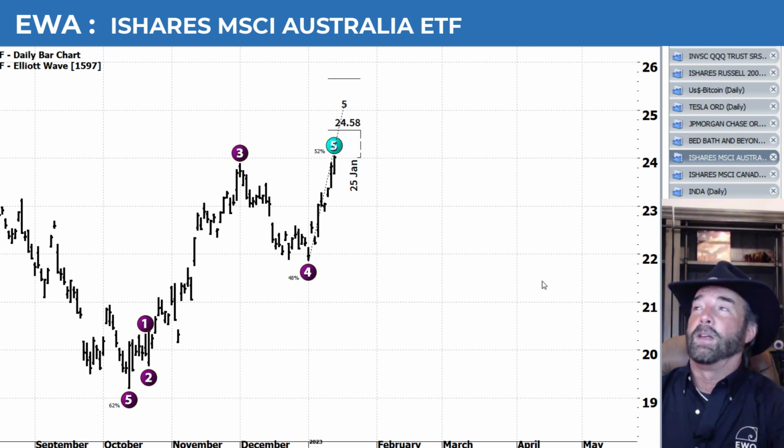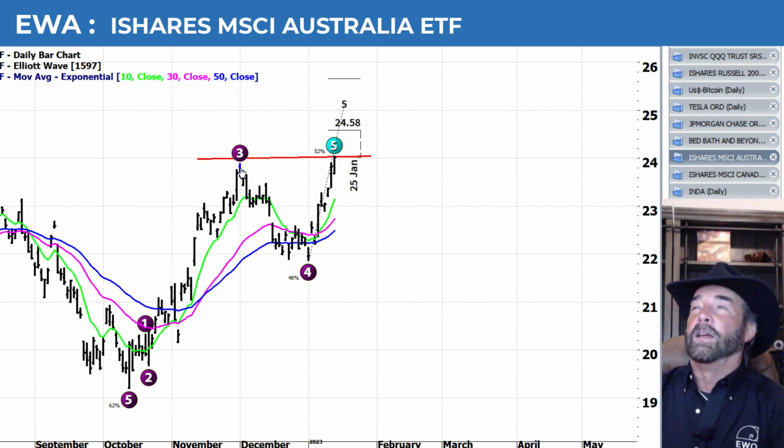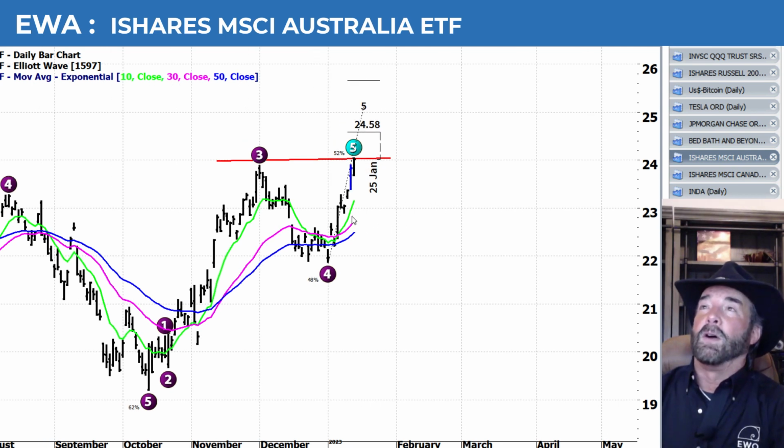Great 5-wave pattern to the upside, but once again, little concern with the vertical nature of this move. Just kind of a little too vertical for me, and we're also a bit overbought from the 10-day moving average. So perhaps we need some consolidation, perhaps a little bit of a pullback, and on top of that, we're right at the wave 3 high, which could act as resistance from the end of November, beginning of December. So just short term, a little bit overbought on the EWA and the Aussie market.